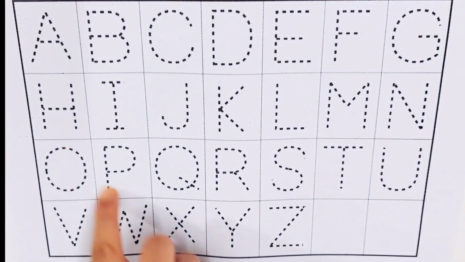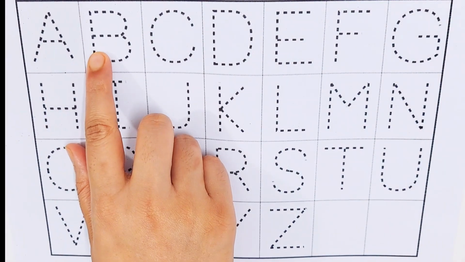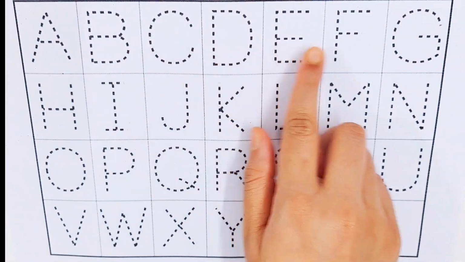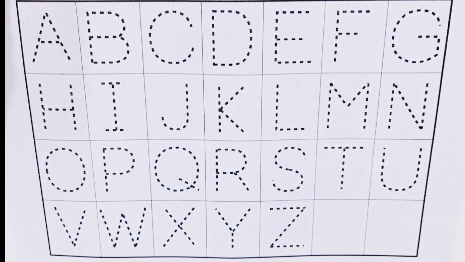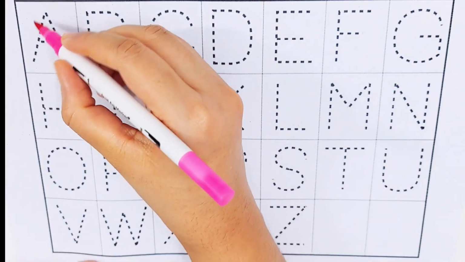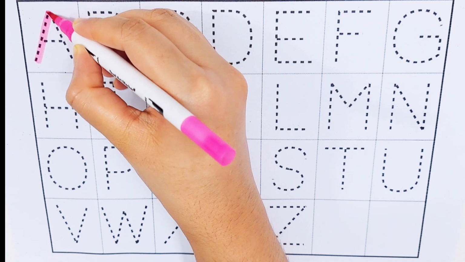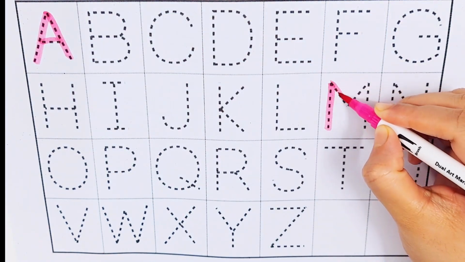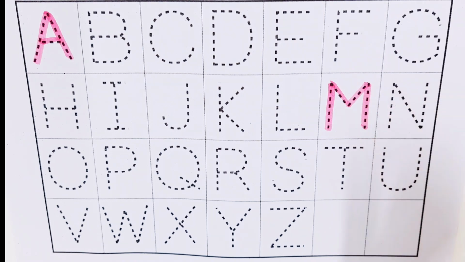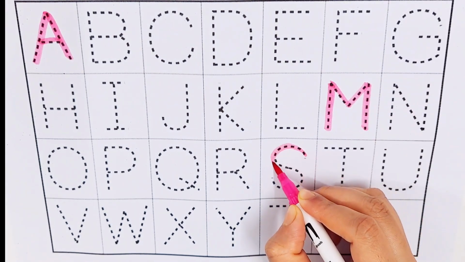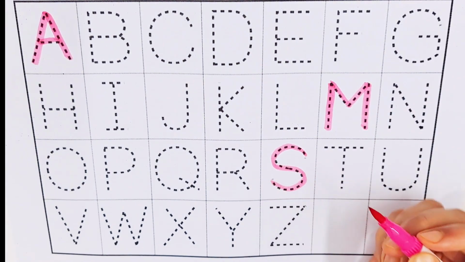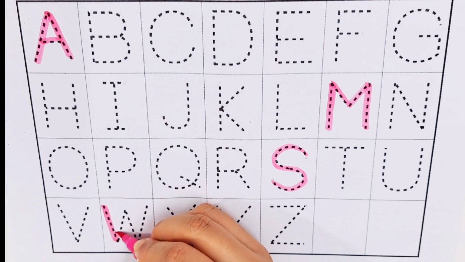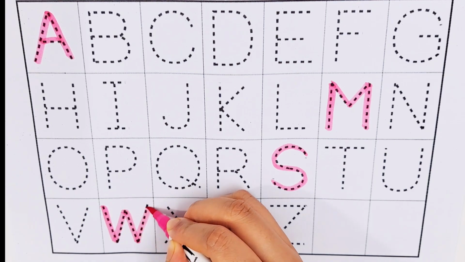Let's try to learn some alphabets. A, B, C, D, E, F, G. Purple color. A for elevator. M for man. S for star. W for window.